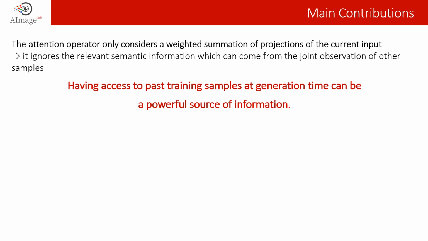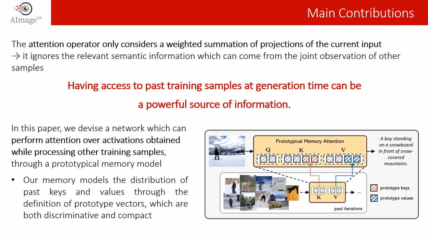Image captioning currently relies on transformer-based architectures for extracting the semantics in an image and translating it into linguistically coherent descriptions. Although successful, the attention operator only considers a weighted summation of the projection of the current input. Instead, having access to past training samples at generation time can be a powerful source of information that can increase the description quality. In this paper, we devise a network which can perform attention over activations obtained while processing other training samples through a prototypical memory model.